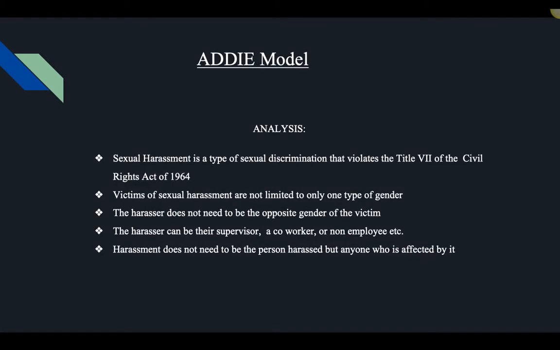This is how we use the ADDIE model to develop our training. Analysis. Sexual harassment is a type of sexual discrimination that violates Title VII of the Civil Rights Act of 1964. Victims of sexual harassment are not limited to only one type of gender. The harasser does not need to be the opposite gender of the victim. The harasser can be their supervisor, a coworker, or a non-employee. The person harassed does not need to be the victim, but could be anyone who is affected by it.